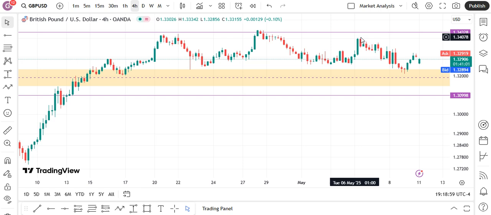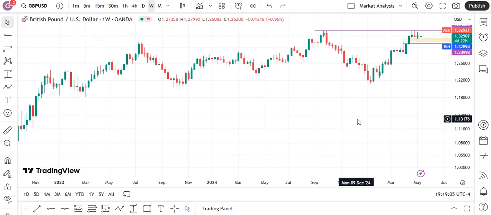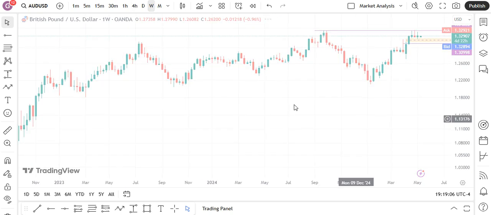This high should not be violated. I want to see it go lower. All right, so we're bearish on GBP USD. Let's go to AUD USD.